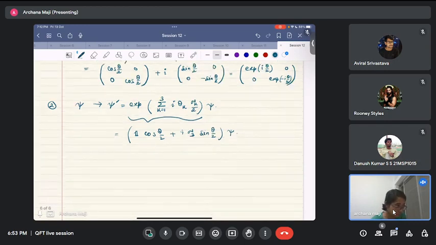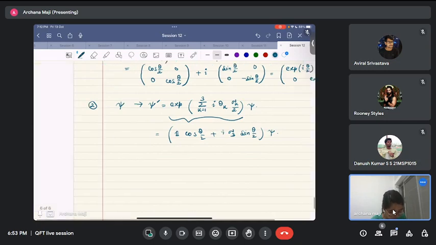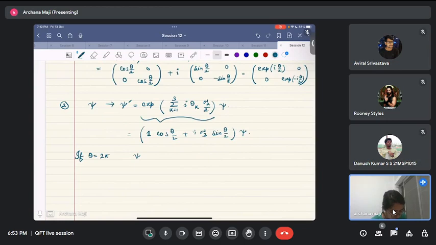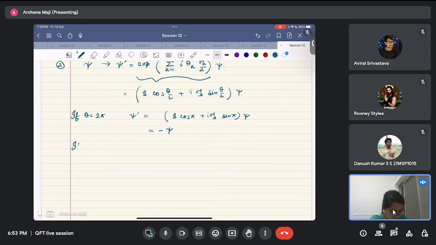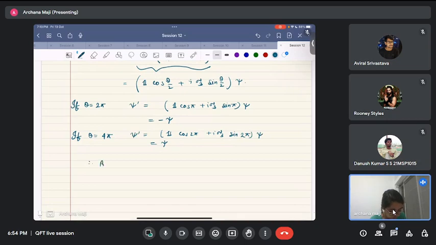If we perform the rotation by an angle 2 pi, which means theta is equal to 2 pi, then your psi prime will be identity cos pi plus i sigma 3 sin pi. Sin pi is 0, but cos pi is minus 1. So rotation by angle 2 pi doesn't leave psi unchanged. So the first option is incorrect. And you can immediately see, if you perform a rotation by 4 pi, the first term will be cos 2 pi, and the second term will be sin 2 pi. Sin 2 pi is 0, cos 2 pi is 1, so you get psi back. Therefore a rotation by angle 4 pi leaves psi unchanged.